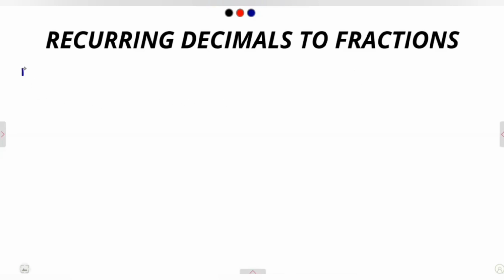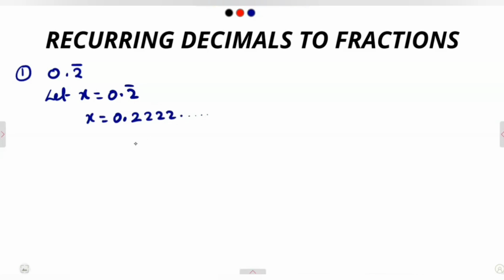Let us take the first example as 0.2 bar. So let us take x is equal to 0.2 bar. Whatever the question is given, let us treat it as x. Let us write it in the expanded form. The bar is over 2, so 2 repeats: 2, 2, 2 and so on.